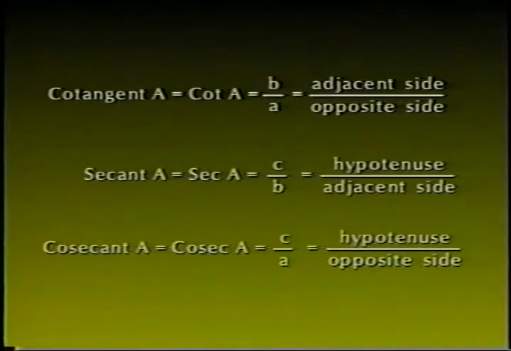The other three trig functions are shown in this graphic. Cotangent A equals adjacent side over opposite side. Secant A equals hypotenuse over adjacent side. And cosecant A equals hypotenuse over opposite side.